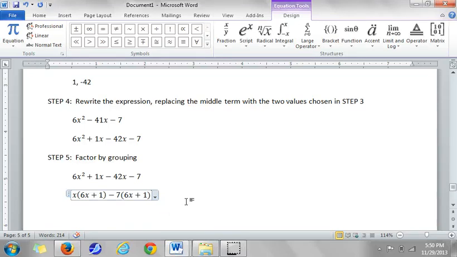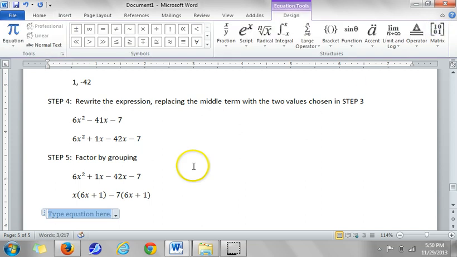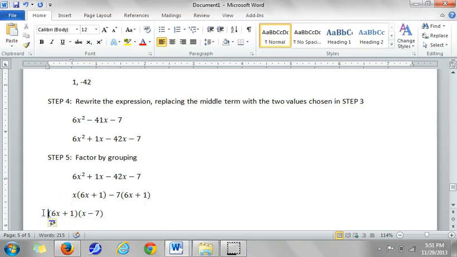But now I'm in good shape, because if we look at what's inside the parentheses, we have 6x plus 1 and 6x plus 1. So I can factor again by factoring out the greatest common linear factor, 6x plus 1. And then in my second set of parentheses, we'll go with what's in front of those parentheses. So in front of the first 6x plus 1, we had just an x. And then in front of the second set, we had a negative 7. And that is the final answer. That's the factored form of our original expression.